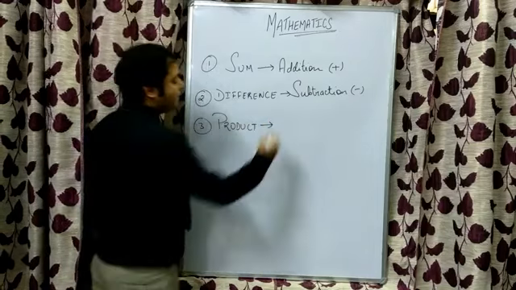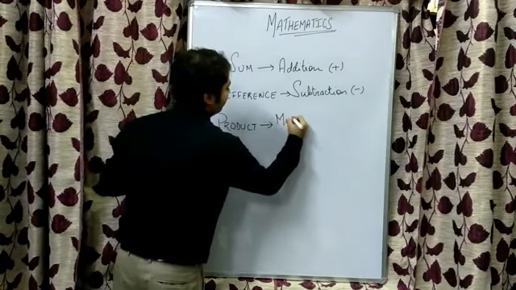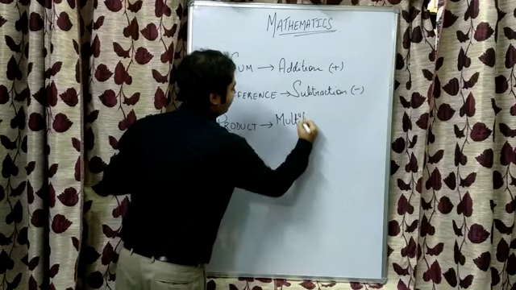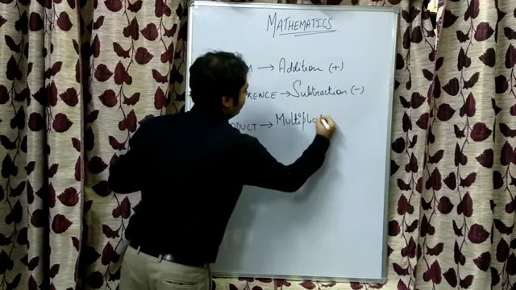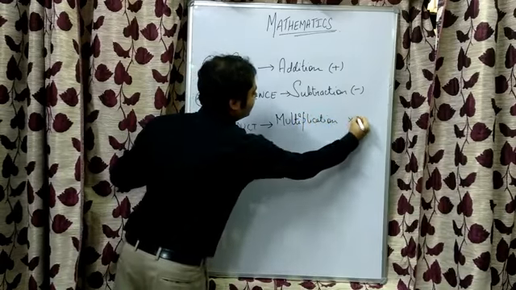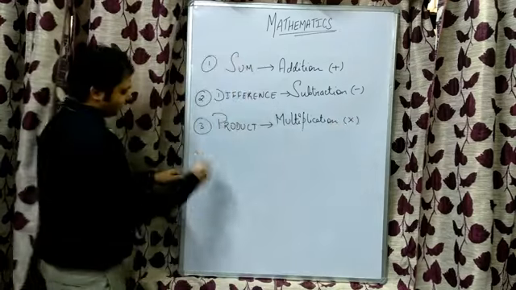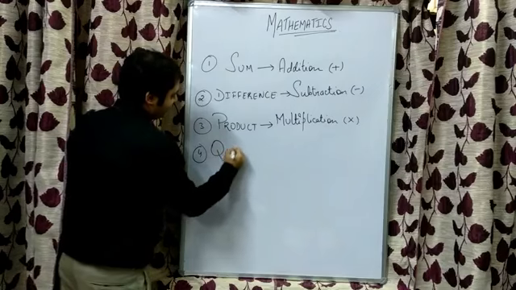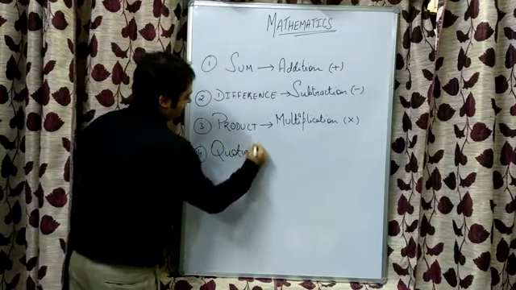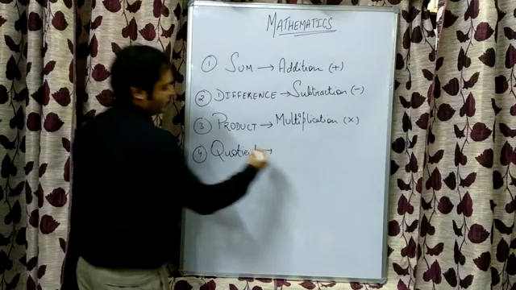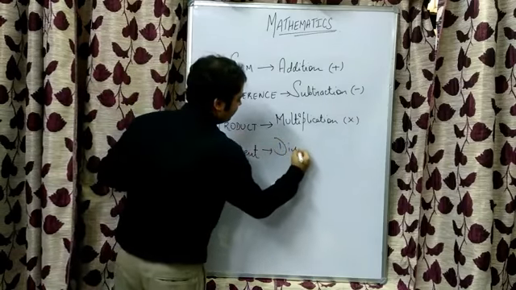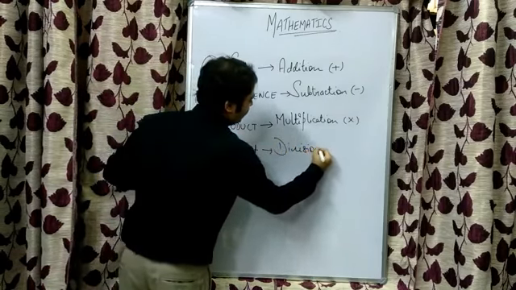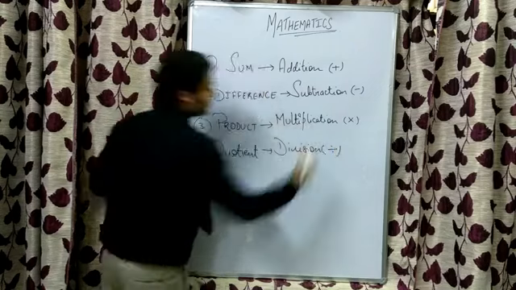That means multiplication. And the symbol is cross. Fourth term is quotient, which means division. And the symbol is this.